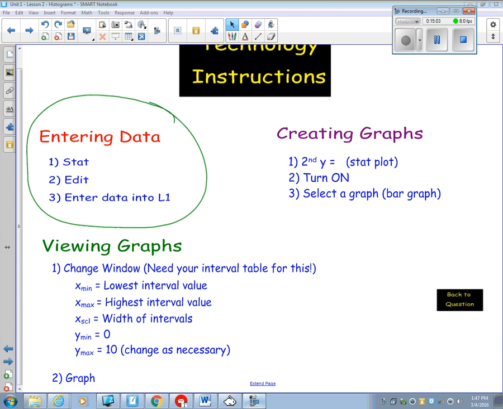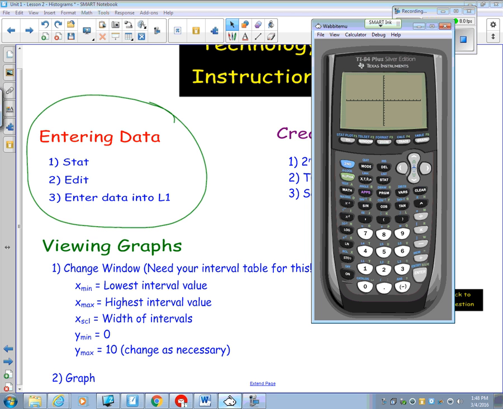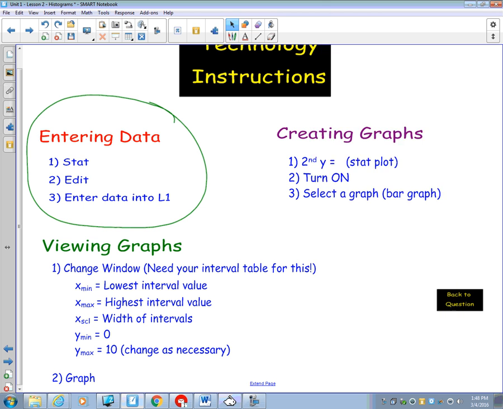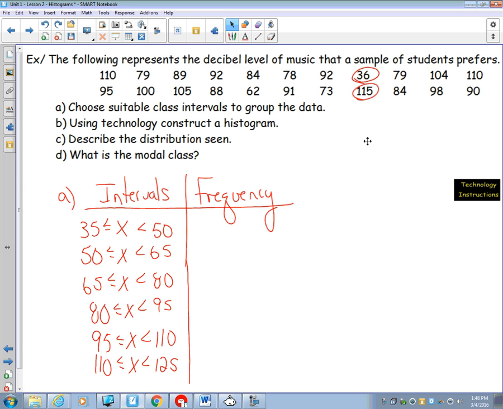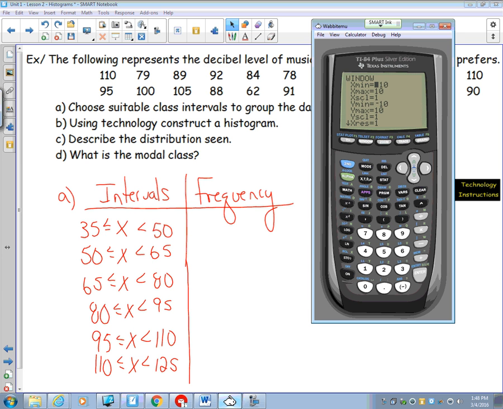Okay? The x min is the lowest interval value. So from the question, our lowest interval value was 15. Oh, sorry, was 35. 35? Hang on, let's go back to the question. I didn't see it. Yes, 35. Okay, so I need to go back and type in my calculator, x min 35. My x max is my highest interval value. Okay, so looking at this, it would be 125.